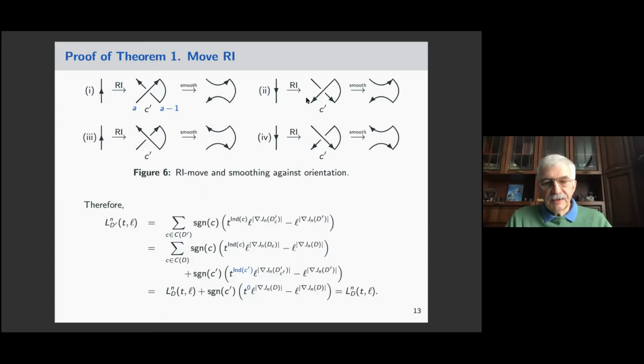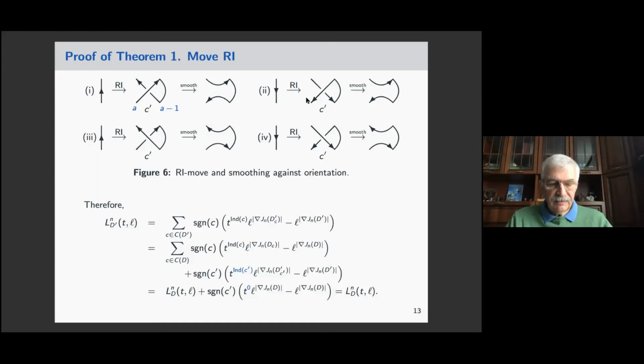The difference is only in the orientation of the edge, and sometimes you will get the same diagram after the first Reidemeister move and smoothing. Sometimes it's the same, but with the opposite orientation. So if you look at the polynomial, let us denote by D the original diagram and D prime the new diagram obtained after the first Reidemeister move.